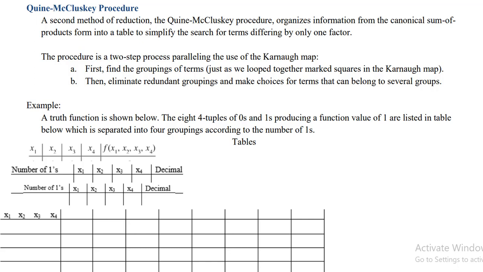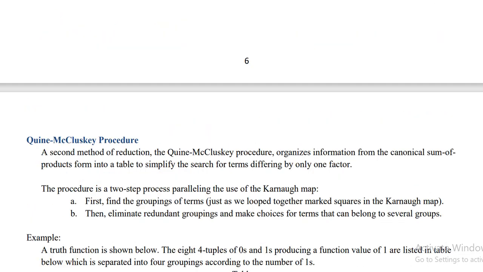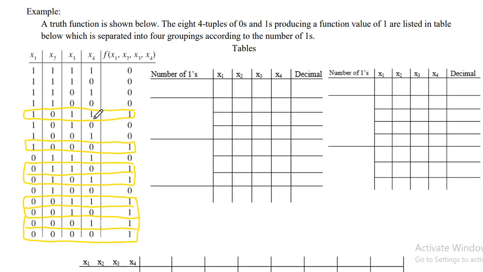So here is an example. In this example, we have the truth function shown below. The 8 4-tuples of zeros and ones producing a function value of 1 are listed in the table below, which is separated into 4 groupings according to the number of ones. So what we do, we're gonna group everything that has a 1. Anything with a 1, I'm gonna highlight. So we're gonna group them right here by how many ones they have. So these are the ones that we care about.